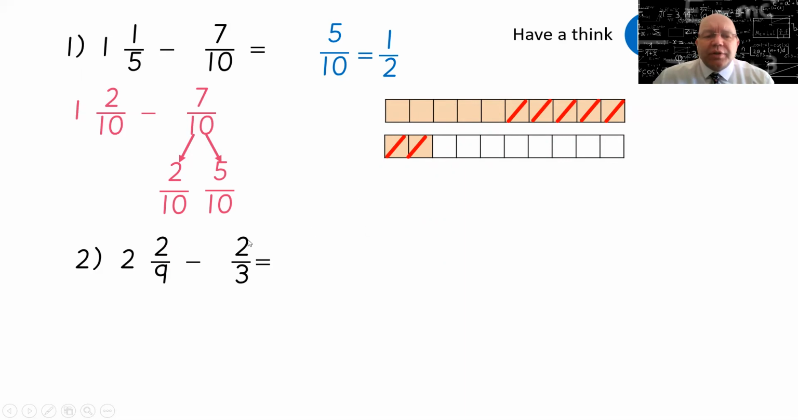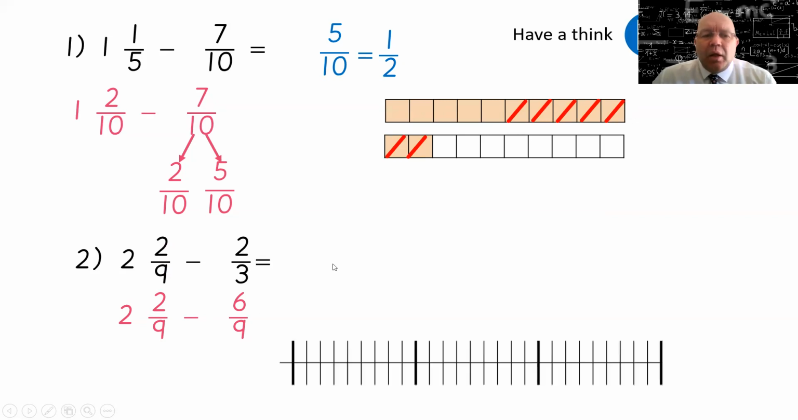What about the 2 and 2/9, take away 2/3? Again, job 1, let's create our common denominator. So 2 and 2/9 take away 6/9. We're going to multiply top and bottom by 3. Let's try that one on a number line.